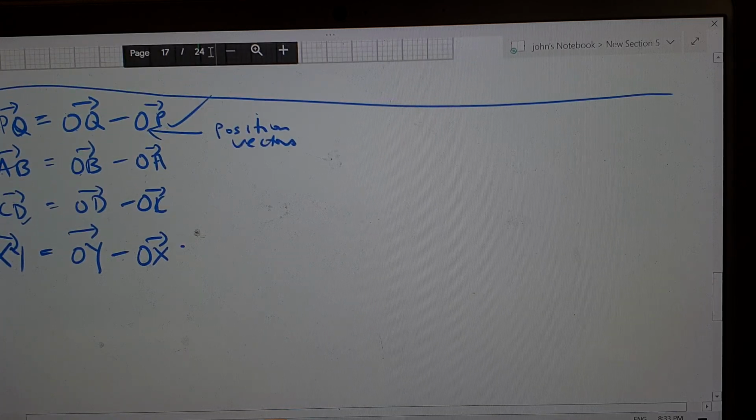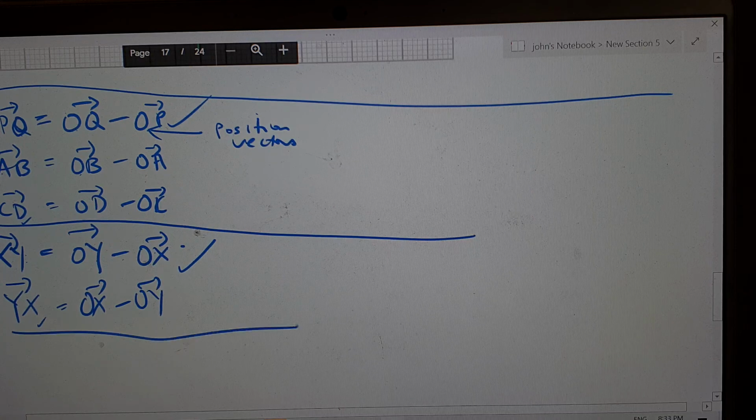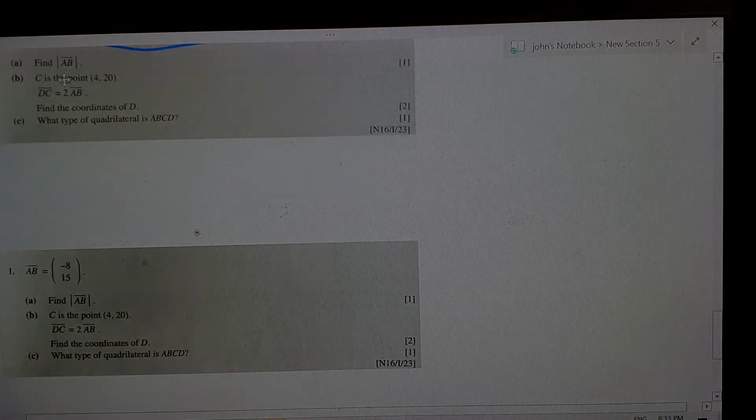Okay, now let's try to get this right first. So you all agree with this? What about YX? XY is second one minus first one, right? Then YX, that is the second one, which is OX, then minus OY. You must know how to break it up like that. Okay, now let's go to the what is this called?